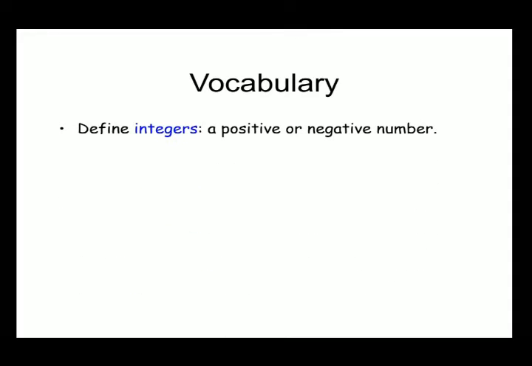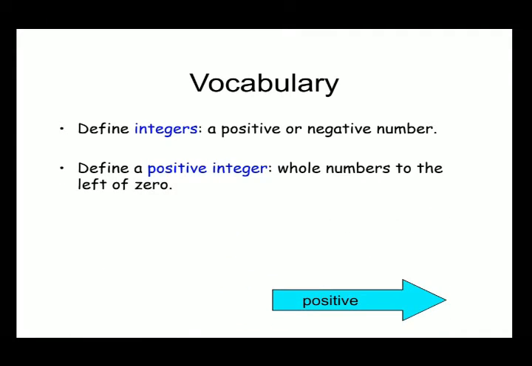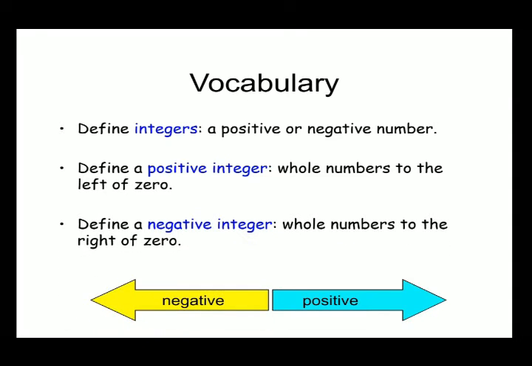Now the definition of integer. An integer consists of a positive and a negative number. Positive integer: whole numbers to the right of 0. All those integers are called positive integers. Negative integer: whole numbers to the left of 0. All the numbers which are on the left side of the 0 are called negative integers.